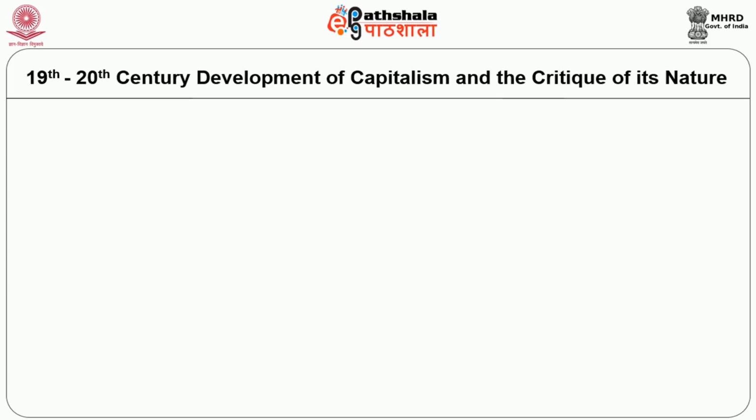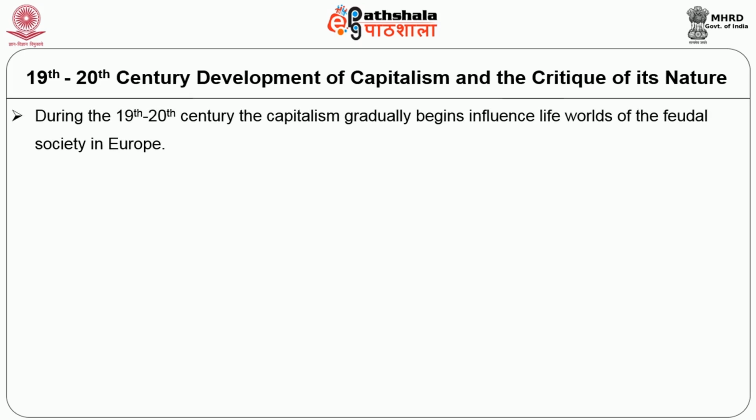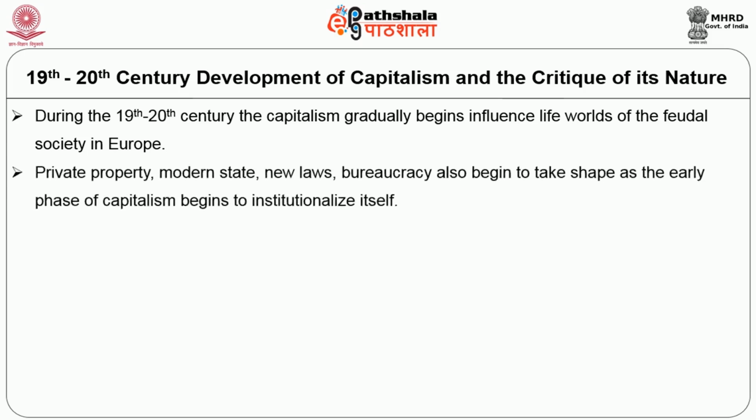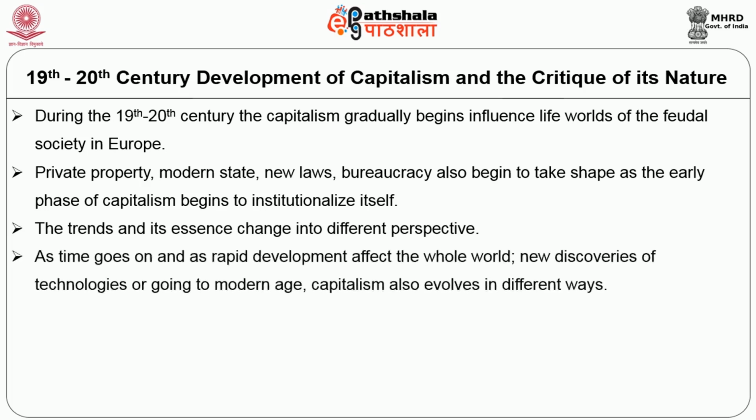19th and 20th century development of capitalism and the critique of its nature. During the 19th and 20th century, capitalism gradually begins to influence the life worlds of the feudal society in Europe. Private property, modern state, new laws and bureaucracy also begin to take shape as the early phase of capitalism begins to institutionalize itself. The trends and its essence change into different perspectives. As time goes on and as rapid development affects the whole world, with new discoveries of technologies and the coming of the modern age, capitalism also evolves in different ways.